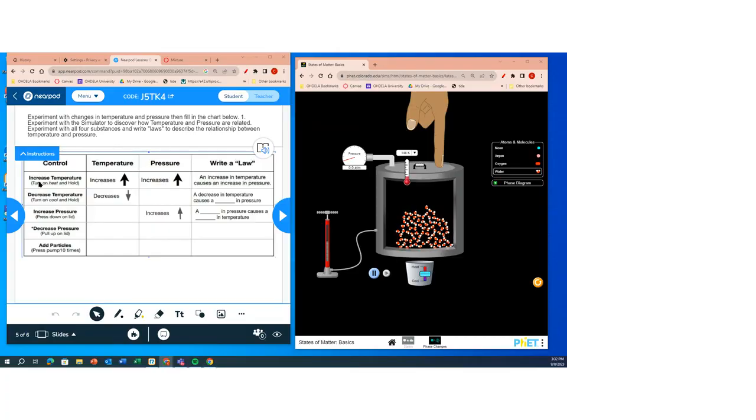Here it says increase the temperature, and we can do that by just adjusting this. If we increase the temperature, we add heat, and as we increase the temperature, you can notice that the molecules are moving faster and faster, right? Temperature is going way up.